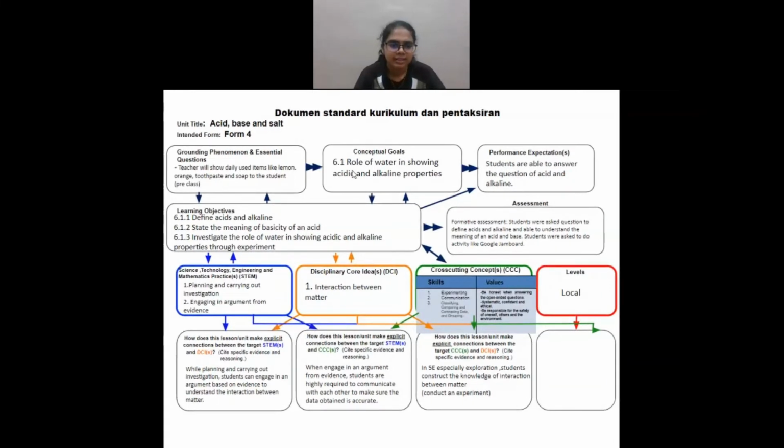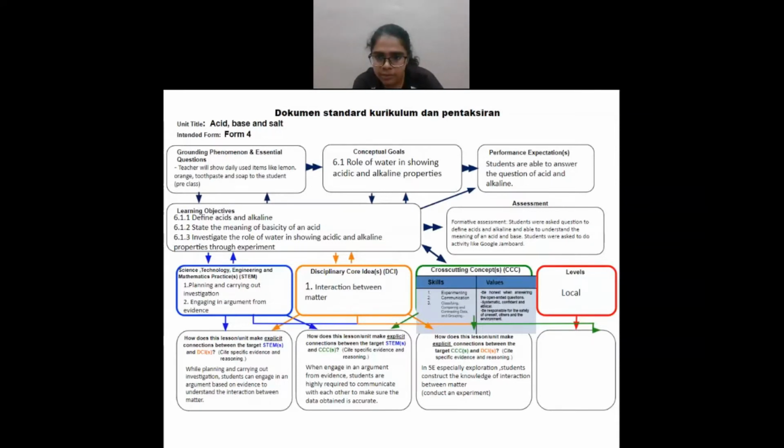For STEM, Science, Technology, Engineering, and Mathematics, we have implemented two practices: planning and carrying out investigation, and engaging in argument from evidence. For the DCI, disciplinary core idea, we have used interaction between matter, and the CCC, the crosscutting concept. Skills are experimenting, communication, clarifying, comparing and contrasting data, and grouping. For values, we have used being honest when answering open-ended questions, systematic, confident, and ethical.